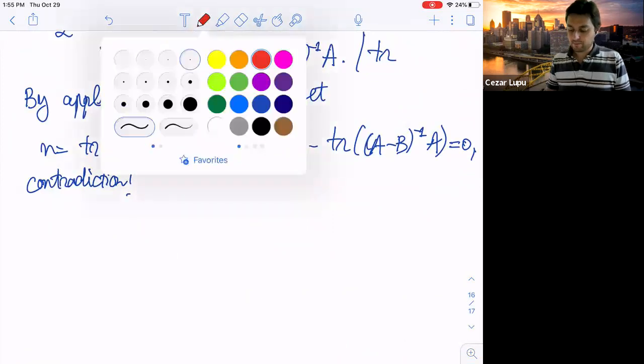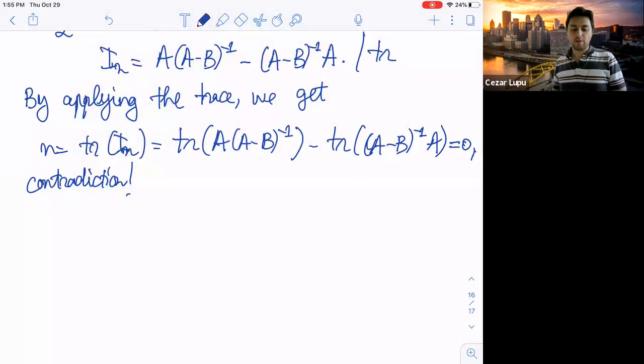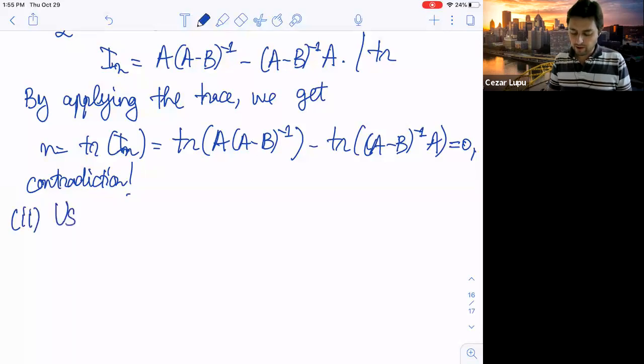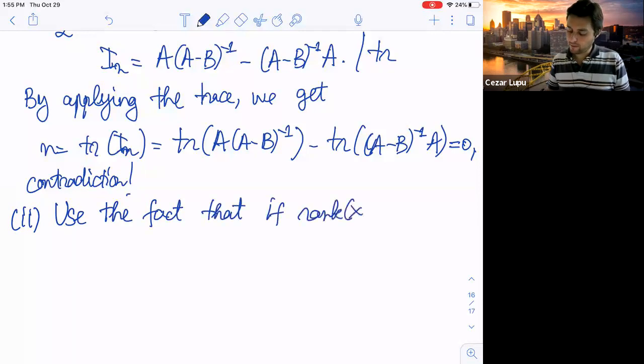Now the second part, I will leave it to you. Use the fact that if the rank of X is less than or equal to 1, then, as we just proved, X squared is the trace of X times X.